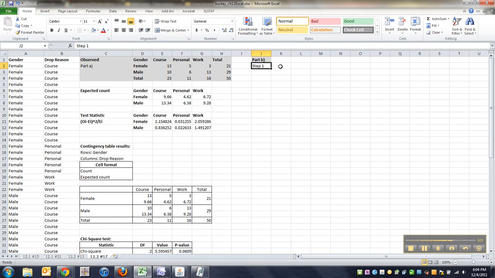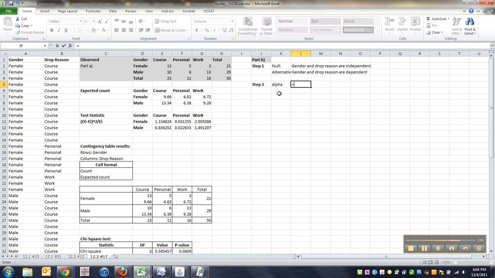Alrighty. So step 1. This is a test for independence, by the way. The other one was a test for homogeneity in 11.2. So the null is that gender and drop reason are independent. That's what we assume to be true. The alternative would be that gender and drop reason are dependent. Okay. Step 2. Step 2 is don't do that. All right, step 2. All right, alpha is 0.10, I think it was.